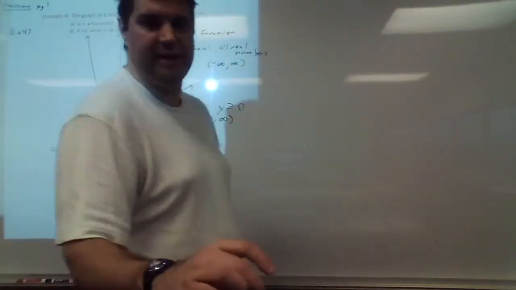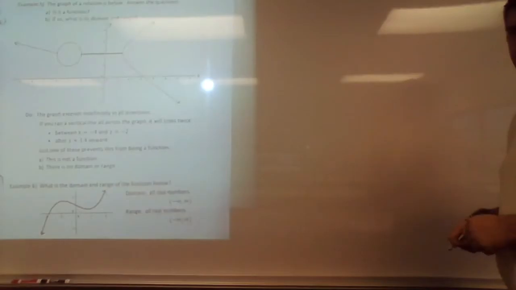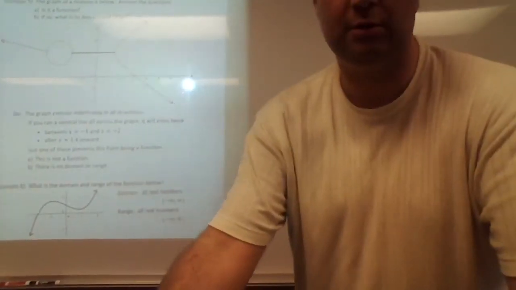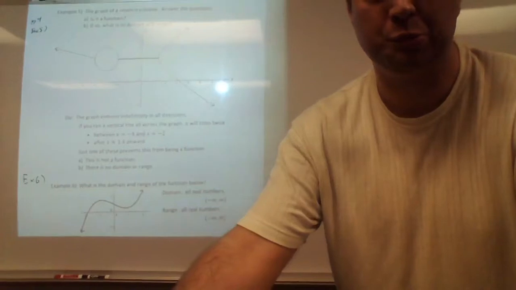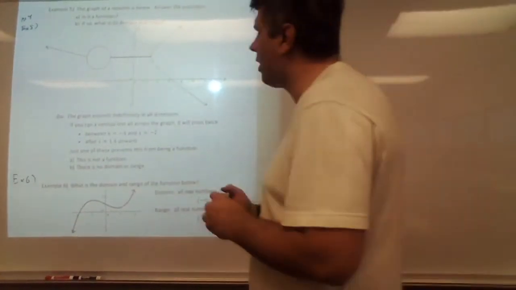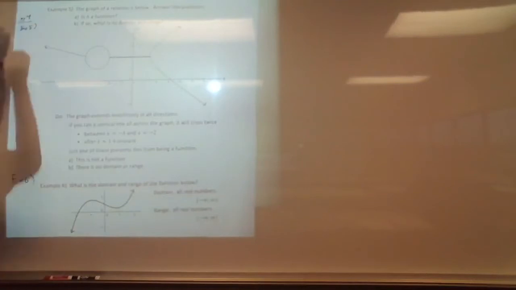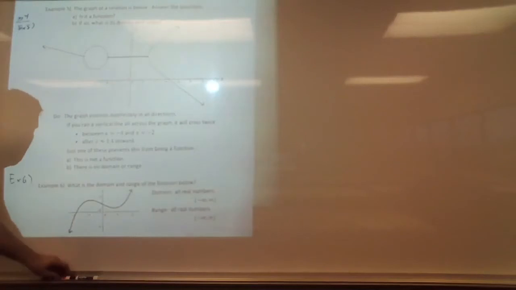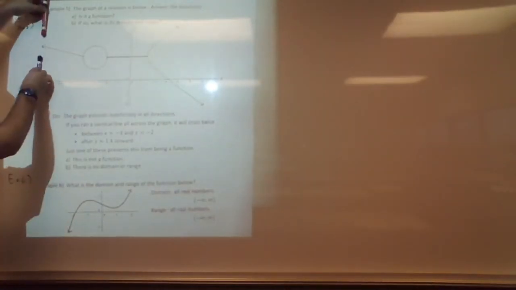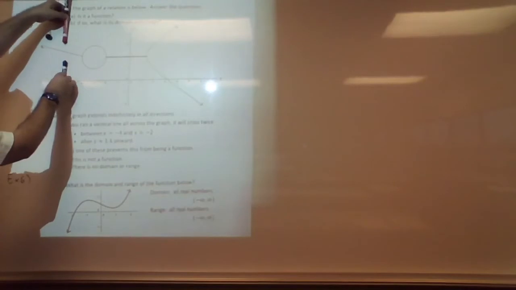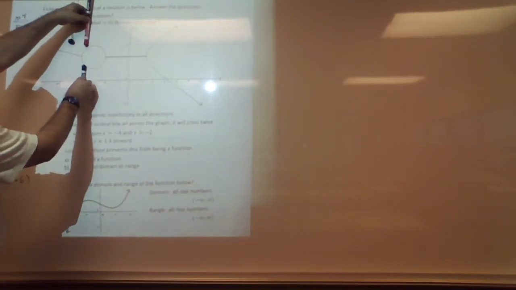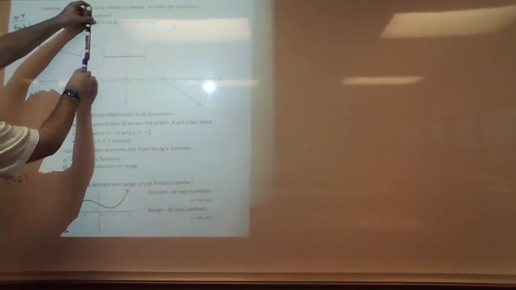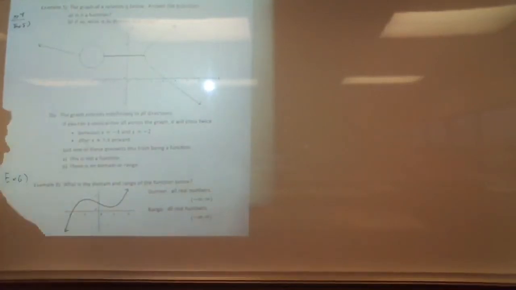I'm going to switch sheets again, so I'll pause at this point. Okay, so we're on page 4. Example 5 asks if this is a function, and if so, what is its domain and range? Well, so far so good. It crosses only once, crosses only once, crosses only once, now it crosses twice. Crosses twice, as you can see. So this is not a function.